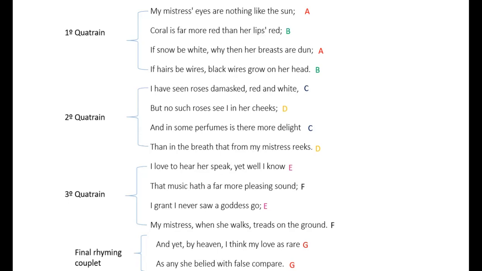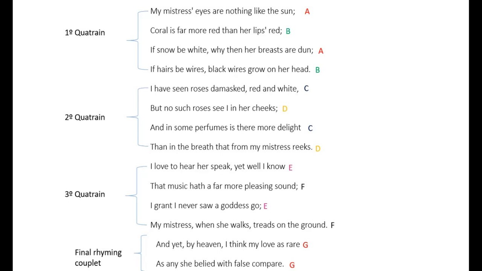I grant, I swear, I never saw a goddess go. I have never seen a goddess in real life. My mistress, I have never seen a goddess in real life, and I have never seen how a goddess walks. Because this is the idea that sometimes in sonnets, poets compare women to goddesses, but who has seen a goddess? This is, I think, what Shakespeare is trying to say. I have never seen how a goddess transports herself, but my mistress, when she walks, she treads on the ground. Treads means that she walks heavily, that she stomps on the floor. She doesn't walk delicately.